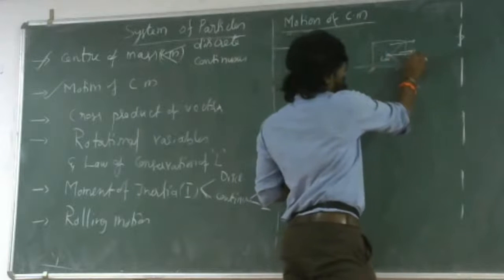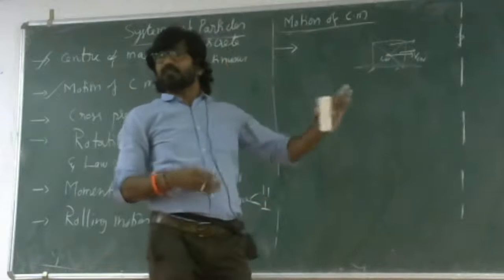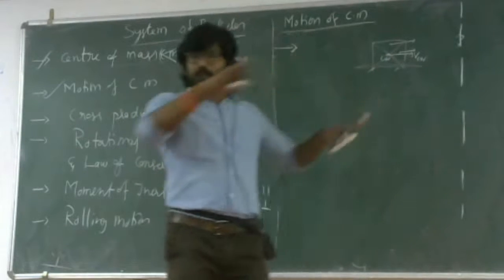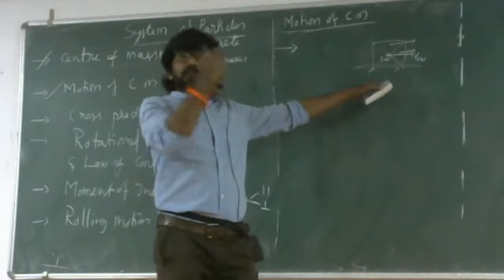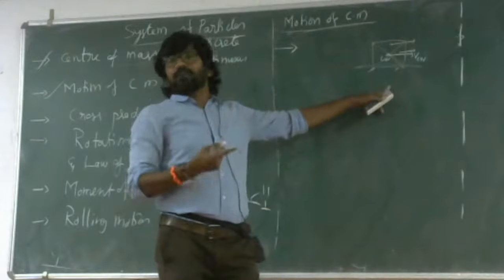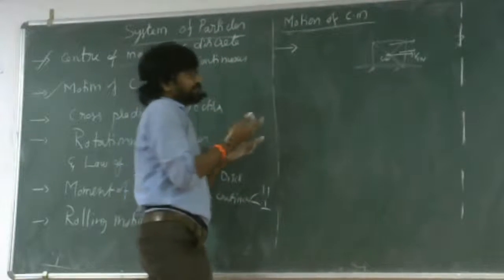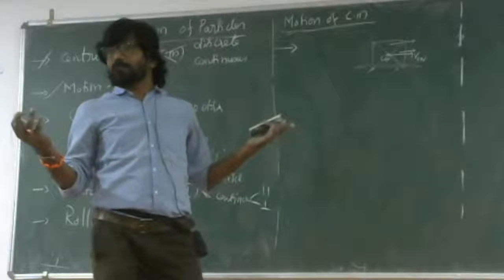The center of mass will be moving with the velocity called VCM. It means that if the position of the center of mass is changing with time with respect to its surroundings, then the center of mass is said to be in motion. If it is in motion, then the velocity of the center of mass is given. Actually, your system may be made of different particles, discrete particles also.